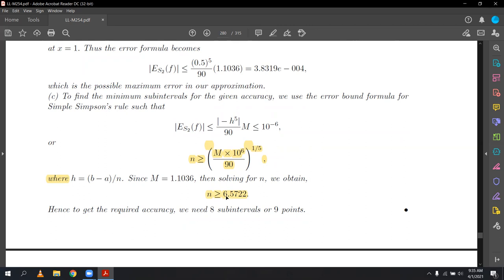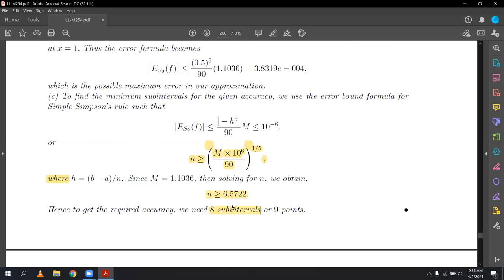Generally a student makes a mistake here because they take the very next integer, which is 7. But we are talking about the Simpson rule. For the Simpson rule, we cannot take 7. So we have to jump and take the even number of n, which is 8 subintervals, meaning 9 points we have here. This is a good example.